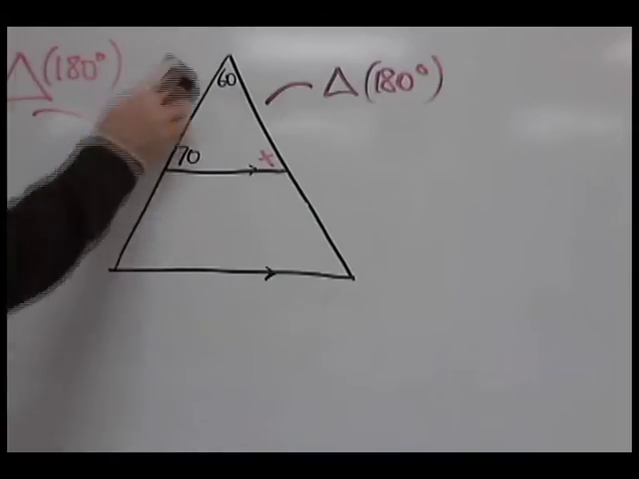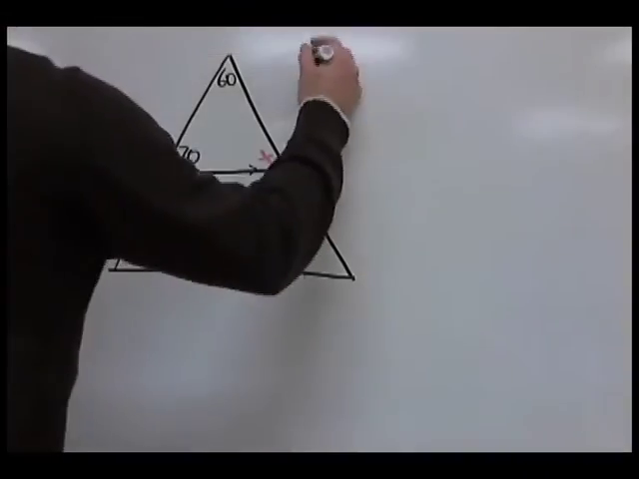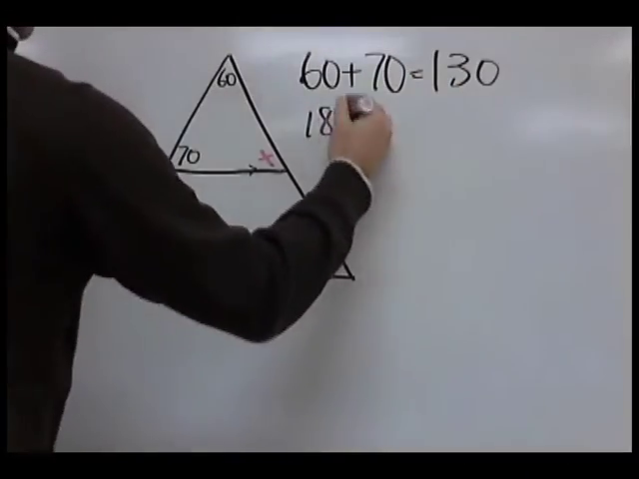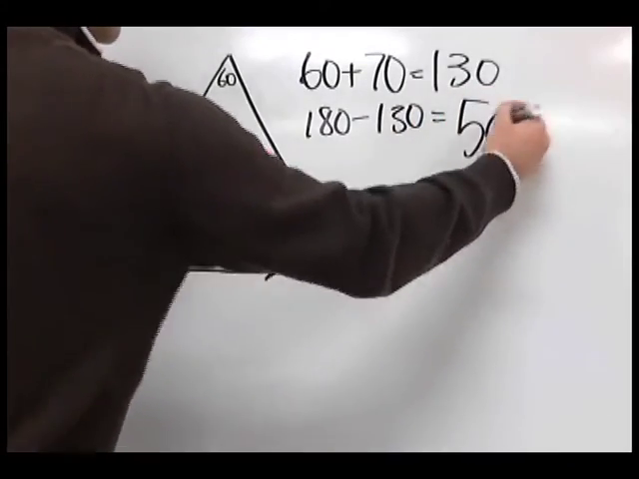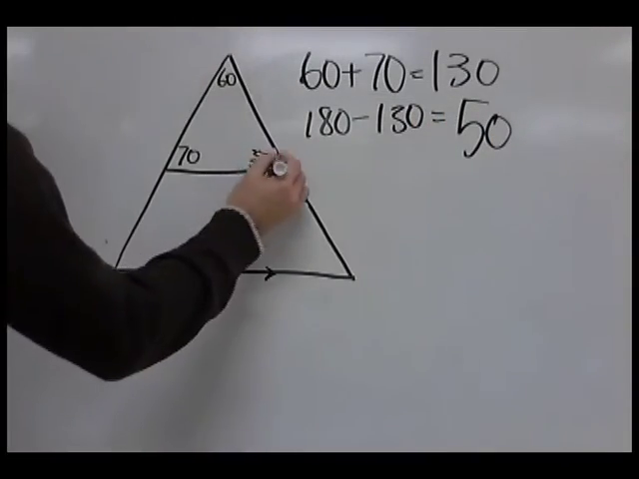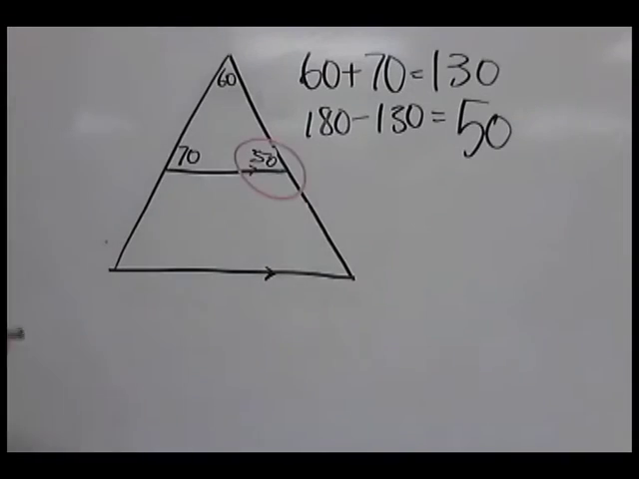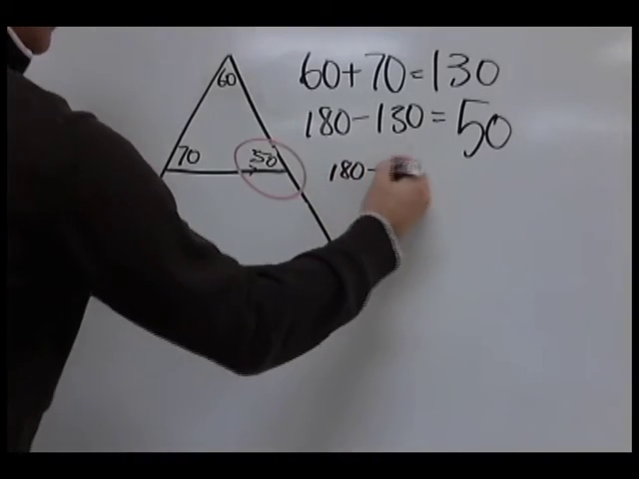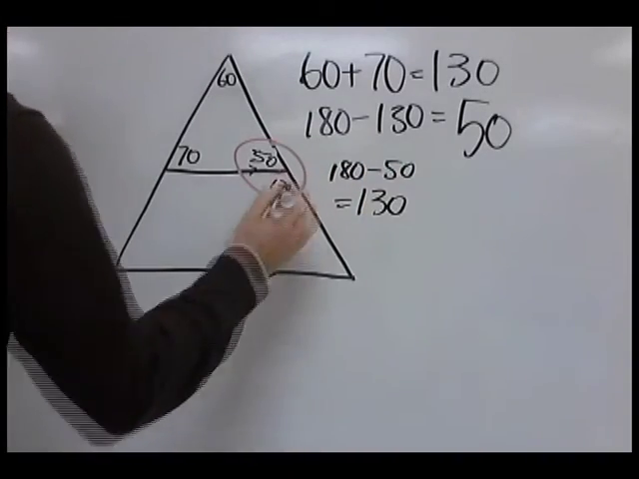So let's go with the X. We know that 60 plus 70 is 130, and 180 minus 130 is 50. Therefore, that X is 50 degrees. Now we have some supplementary rules. If it's 50 on one side, it has to be 130 on the other.